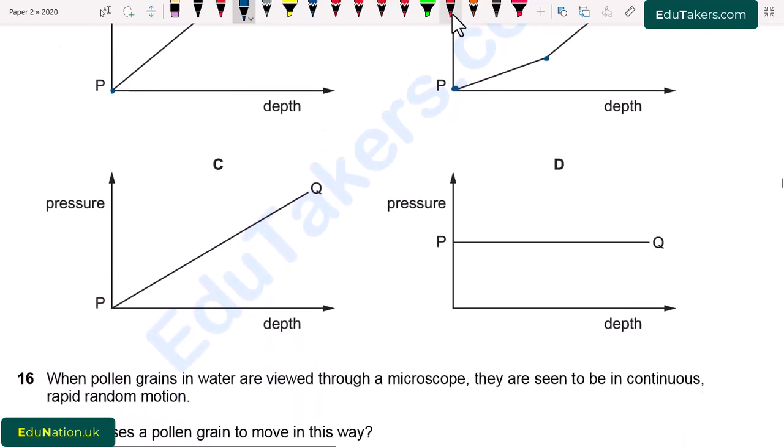We also see the others. Here pressure changes with the change in depth, but it remains constant. So it is also incorrect. Option D, here pressure is also constant, even it does not increase with the increase in depth. So this is also incorrect.